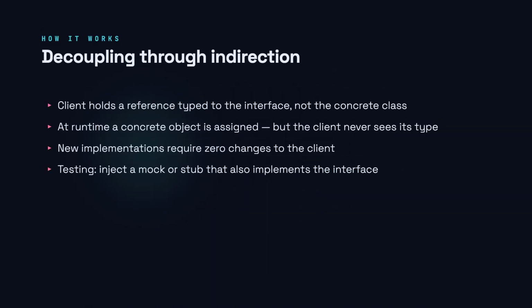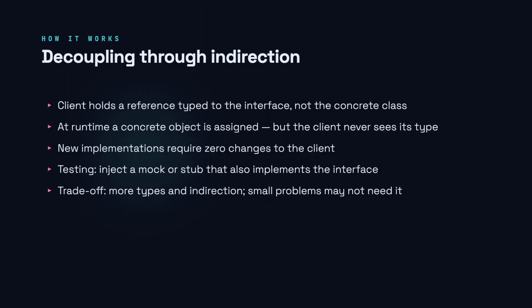Here is what is actually happening at runtime. The client holds a variable whose declared type is the interface. TypeScript and the runtime only guarantee that it has the methods listed on that interface. The concrete class behind it could be anything. This indirection is the mechanism of decoupling. You can add a third or fourth implementation without touching the client at all. The same mechanism makes testing clean. Your test can pass in a handwritten stub that implements the interface, and the client never knows the difference. The cost is a small amount of extra indirection and more types to manage. Worth it when implementations vary, less worth it when they never will.